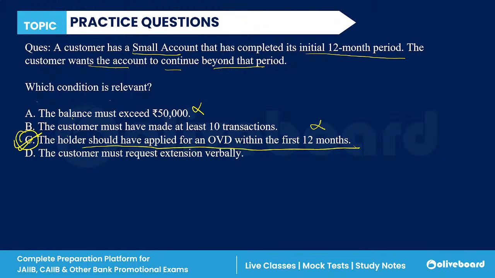So, clear everyone? The question is clear, yes or no? Everyone tell me, the question is clear, yes or no? Can we move to the next question?